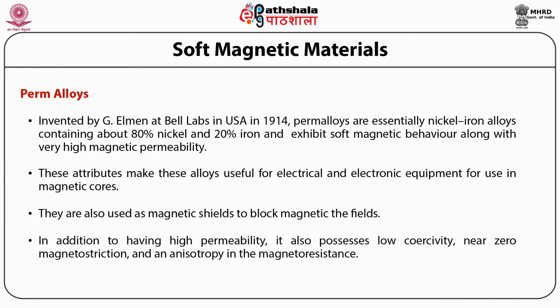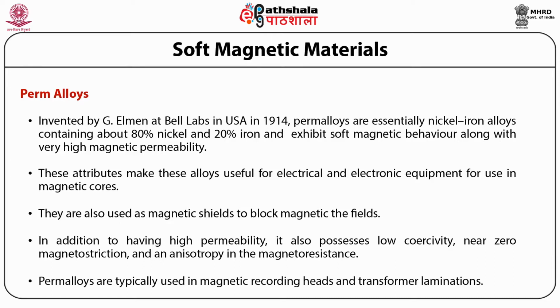In addition to having high permeability, it also possesses low coercivity, near zero magnetostriction, and an anisotropy in the magnetoresistance. The characteristic of low magnetostriction is useful for a few industrial applications where large changes in the mechanical stress do not cause significant changes in magnetization. Permalloys are typically used in magnetic recording heads and transformer laminations.